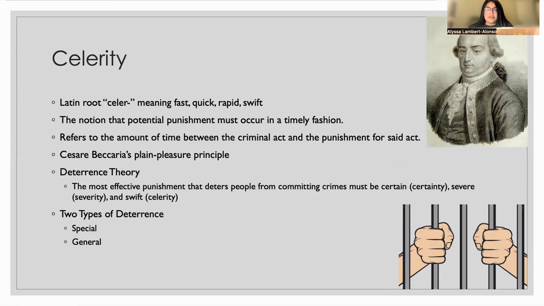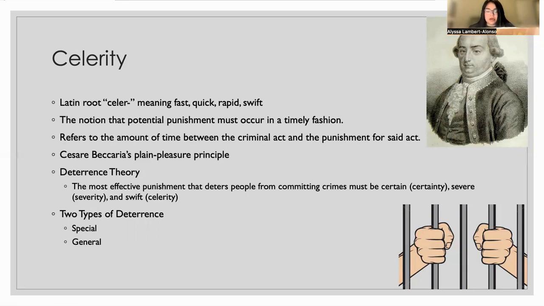So Cesare Beccaria's pleasure-pain principle is kind of applied to this concept. This was used to explain that individuals choose their behaviors based on the amount of pleasure versus pain derived. He was the first person to study penology, which is a subfield of criminology that specifically looks at issues of punishment, incarceration, and rehabilitation. So the deterrence theory was linked to this principle.